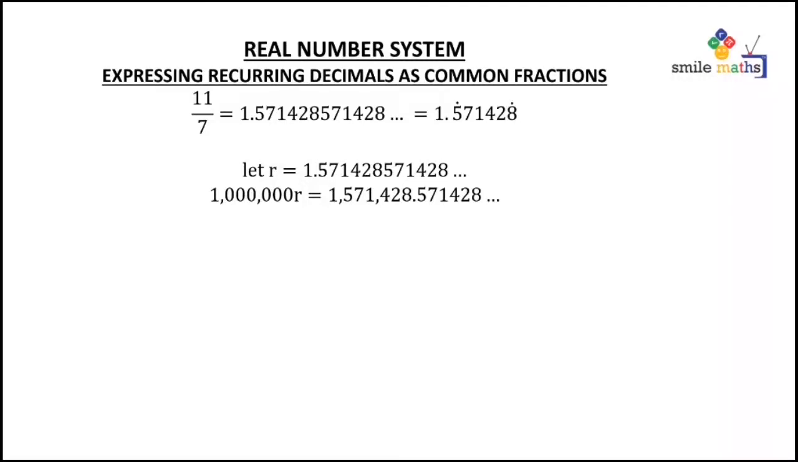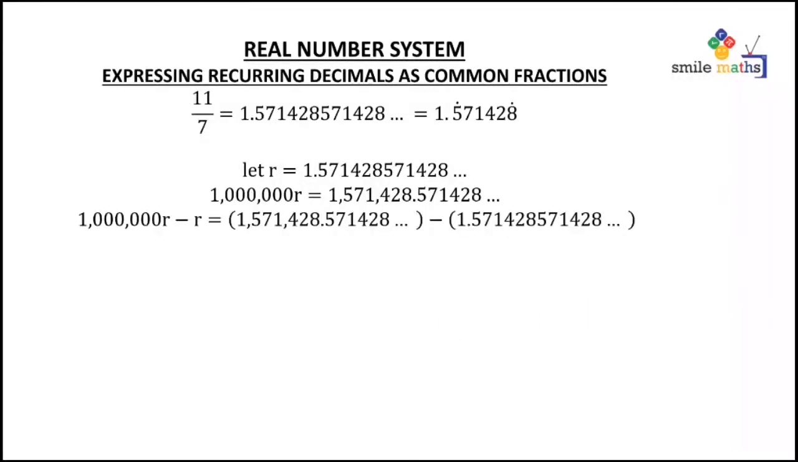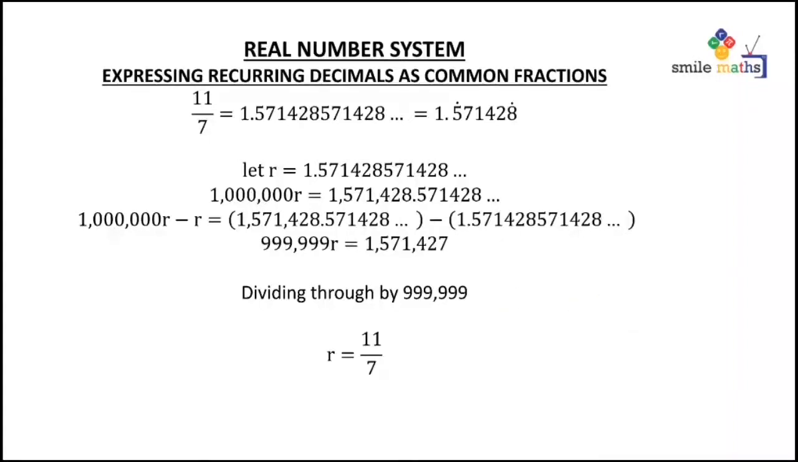So knowing this, our next step is going to be a million r minus r. This is going to give us the subtraction of our two decimals here, and this is going to give us 999,999 r equals 1,571,427. Now dividing through by 999,999, we are going to have 11 divided by 7 to be our answer.